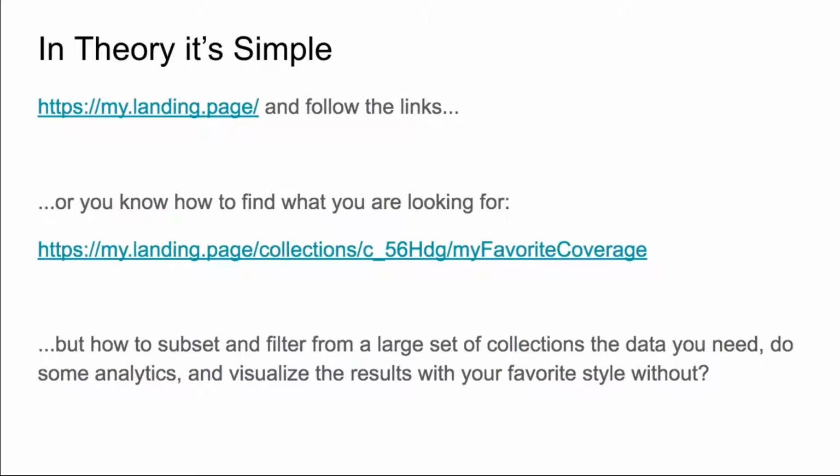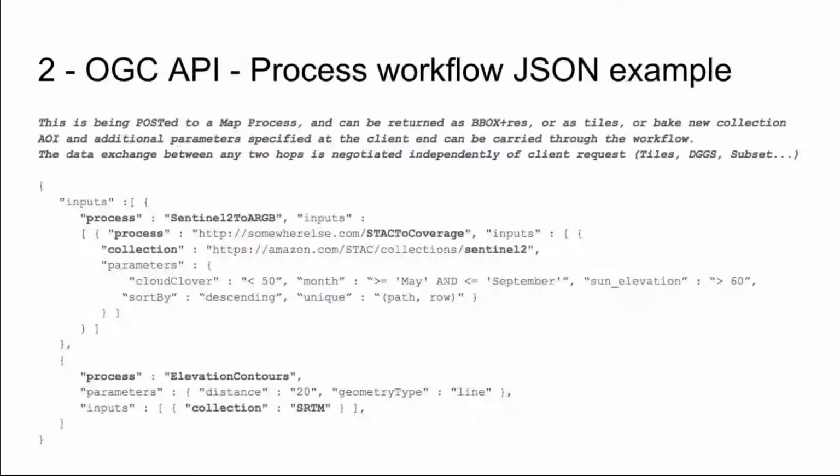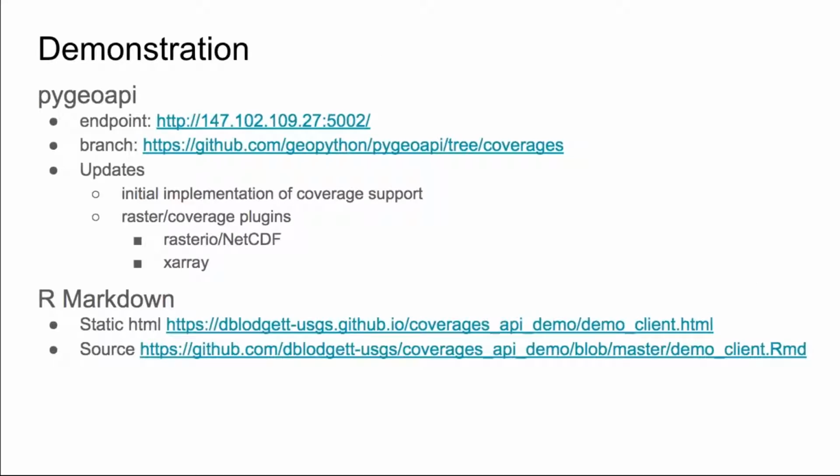So as part of the sprint, the PyGeo API project is a Python-based server implementation of many of the OGC API standards. So our participation in this sprint consisted of coming up with an approach to serving coverages through the software. So we started from ground zero yesterday, and we built out an approach for building coverages, which included a Rasterio and NetCDF plugin, as well as an Xarray plugin.